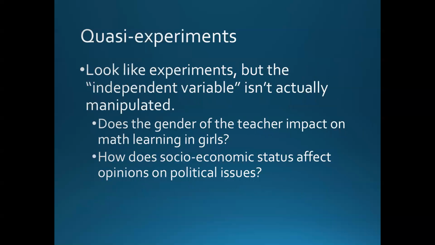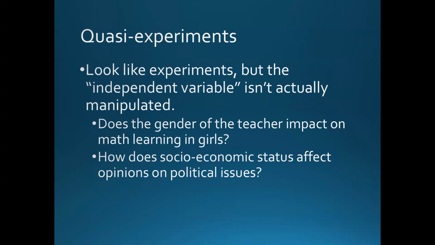So let me talk about something that's slightly different, but looks just like an experiment, and it's called quasi-experiments. So quasi-experiments look like experiments, but the independent variable isn't actually manipulated. Remember, with an experiment, you have to manipulate your independent variable. You have to change it in some way.